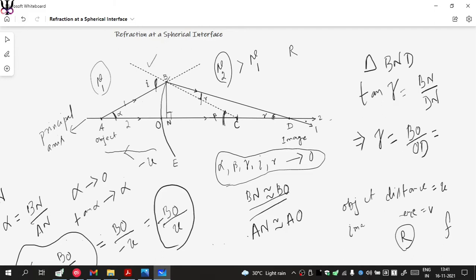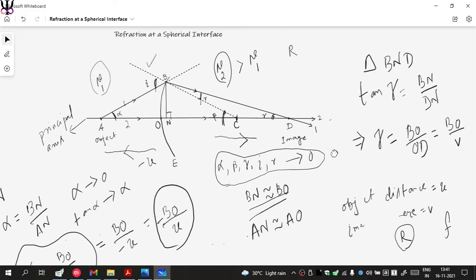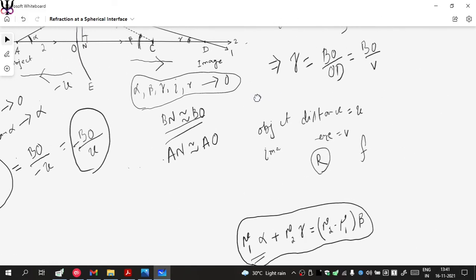From O to D, it is the image distance, and when we take it from O to D, we are going in the positive x-axis. So OD is the image distance, so gamma is BO upon the image distance, which is V. So we can plug the value of gamma in the equation. Gamma is BO upon V.